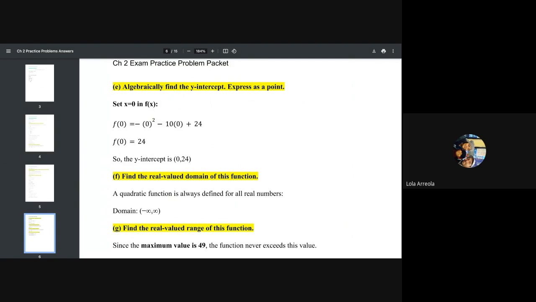So again, if I were to graph this now, it should be 0, 24. Then I'd have it going through my y-intercept as well. Sorry, I got distracted. Okay.